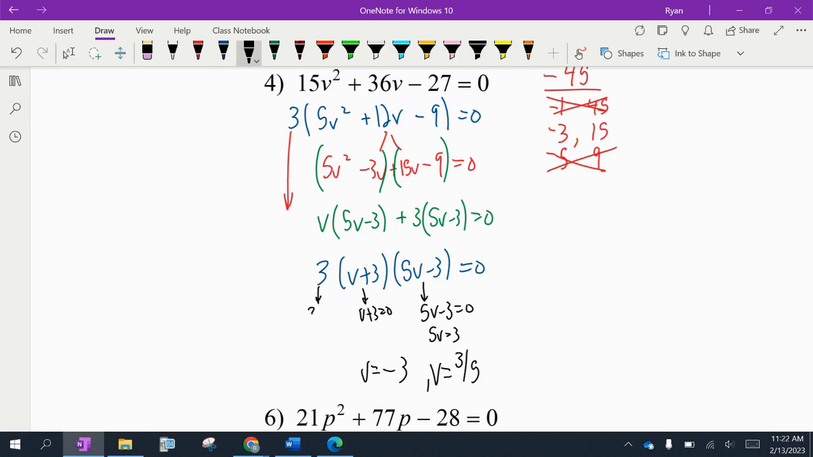And then this GCF, we set it equal to 0. That's not true. That doesn't mean there's something wrong with the problem. That just means this does not give us another solution. So we only have these two solutions to solve this problem.